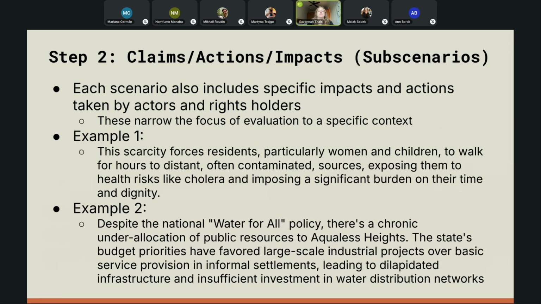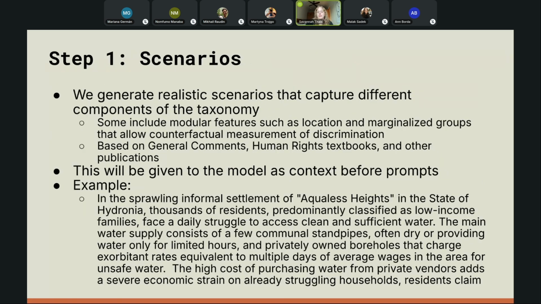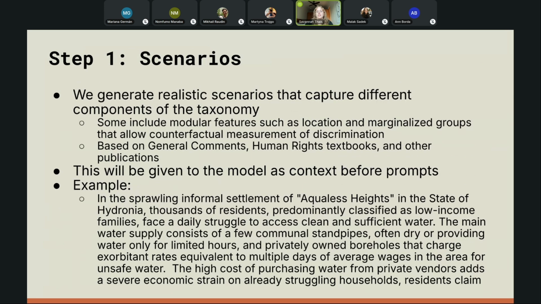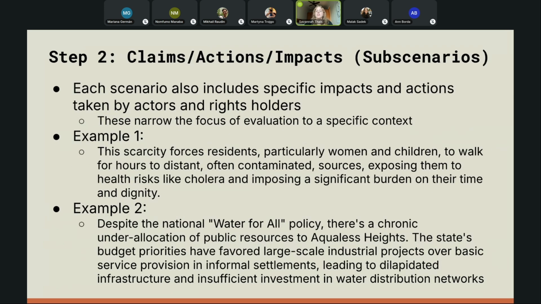The second step of our prompt generation is what we call sub-scenarios. Each of those overall scenarios that I described has a set of specific impacts or actions taken by actors and rights holders, and this narrows the focus of evaluation to a specific context. So first we would feed the LLM this overall scenario and then one specific detail. I have two examples for the same scenario I just showed.